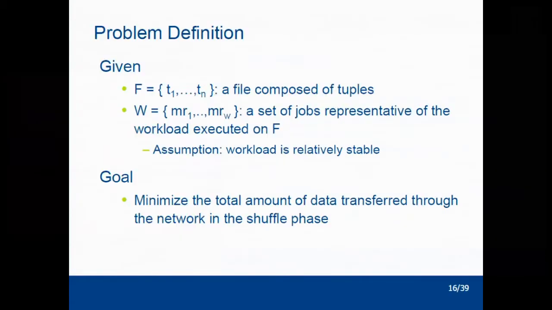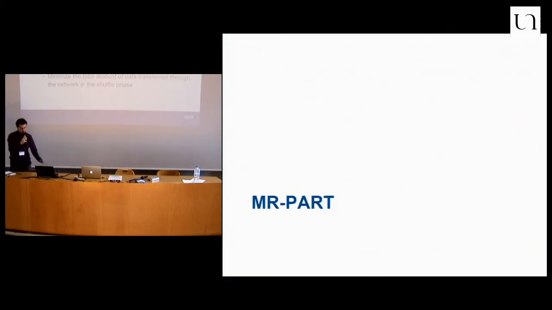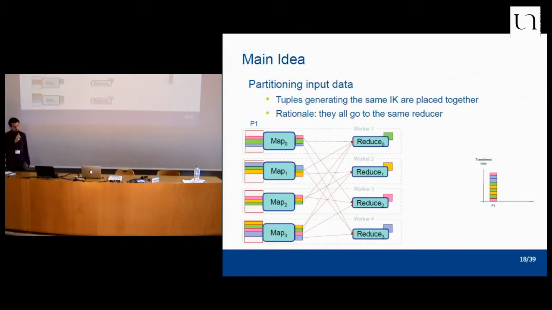In our problem, we define the input as files which are composed of tuples, which are key-value pairs. And we have a workload, which is a set of MapReduce jobs. We don't know anything about the schema, and we don't know anything about the MapReduce jobs. So for us, the map function is a black box. We want to come up with a general solution that minimizes the amount of data transferred through the network by using the data partitioning in the input. We call this approach MRPart.